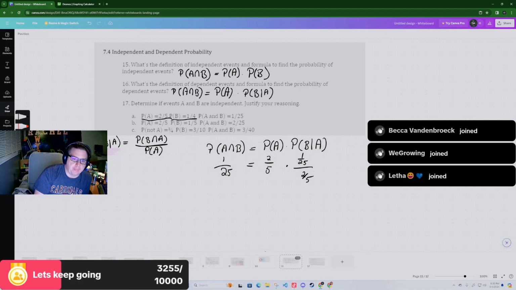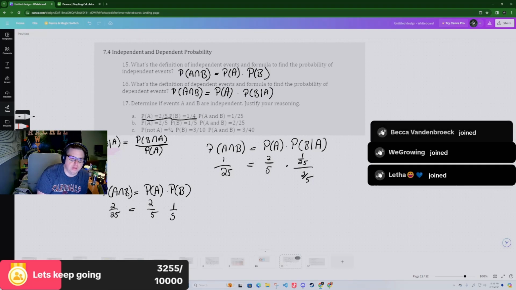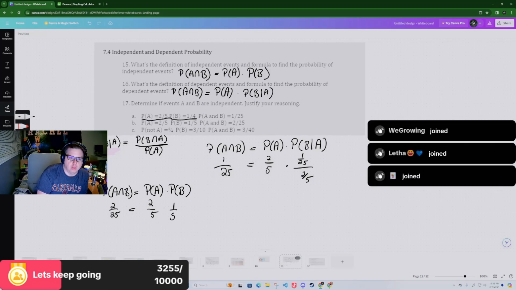All right, so let's look at this one. I'm already sensing that the total is 5. The total is 5. I think these are independent events. So I'm going to do the probability of A times the probability of B. One is 2 over 25 equals 2 over 5 times 1 over 5, multiply straight across, and we would get those numbers to work out.